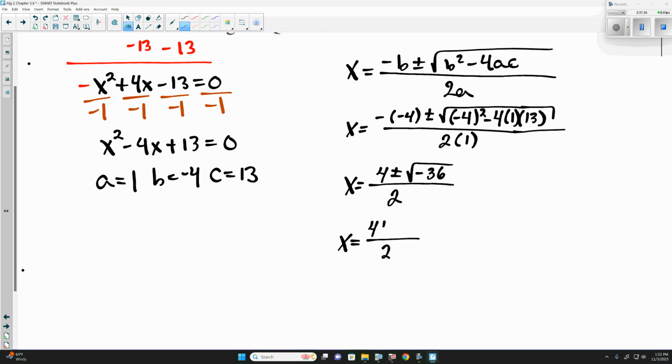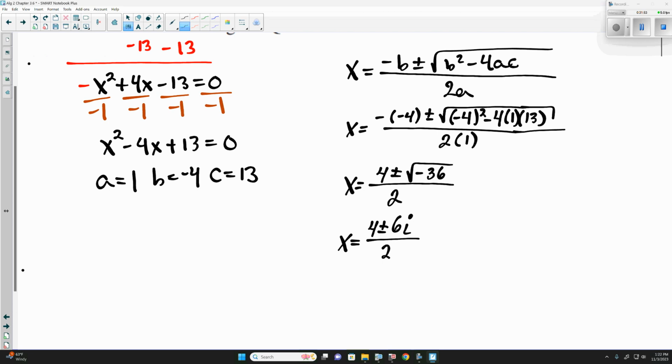So this here would be the case where we couldn't type the square root of negative 4 squared minus 4 times 1 times 13 into the calculator, because it would throw out an error, because we can't have the square root of a negative. But we can still take it, because the negative comes out as i, and then we can take the square root of 36, which is 6, so it is 6i.